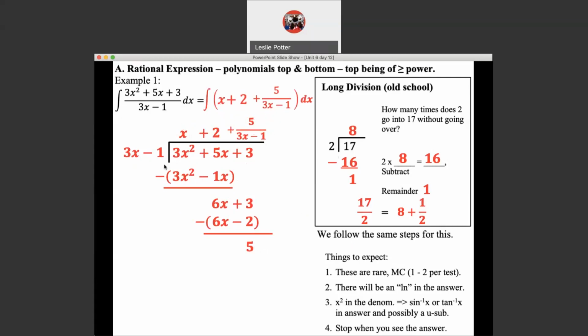So the thing is, this is easier to integrate than this. So we can integrate these two terms really easily. And then this term is going to be a natural log because it's a 1 over x pattern. So we're going to integrate that. So here we go.